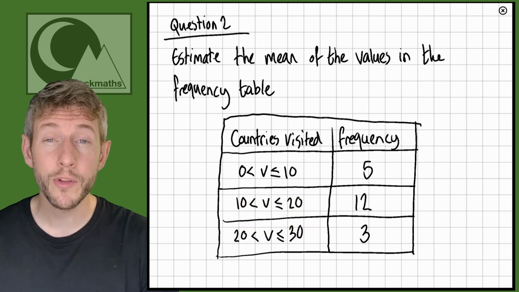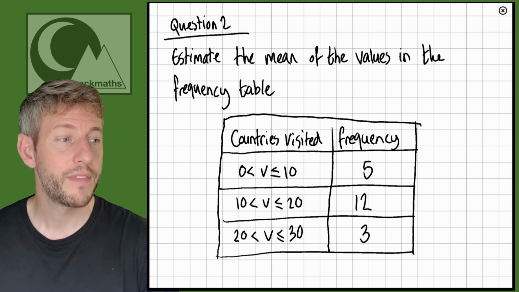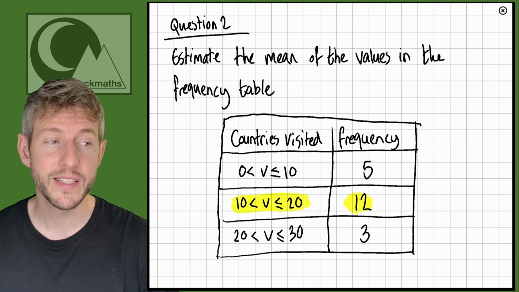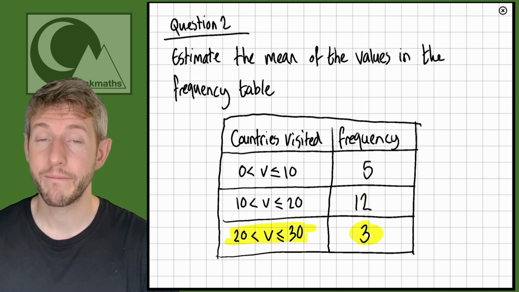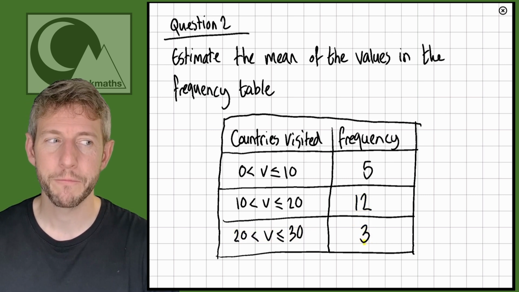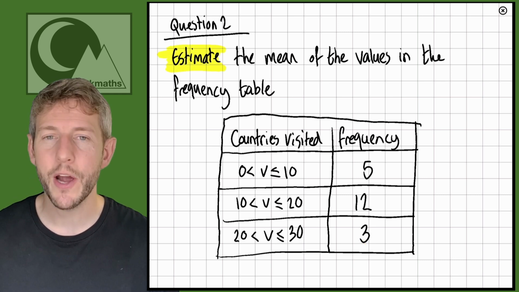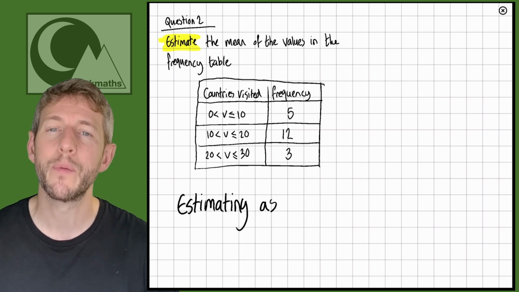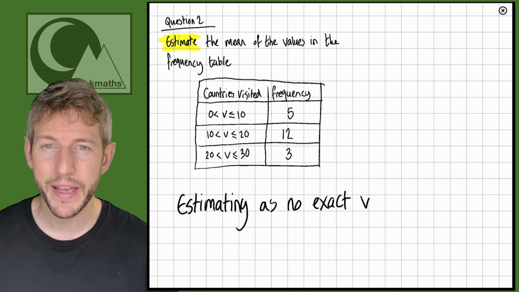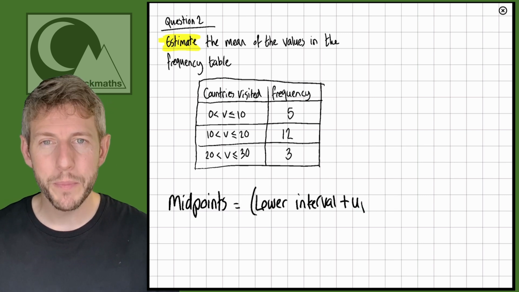So we can see on this table that 5 people have visited 0 to 10 countries, that 12 people have visited 10 to 20 countries, and that 3 people have visited 20 to 30 countries. So remember, this question says estimate the mean because we don't actually have any exact values, so that's why it's an estimate. There's no rounding or anything here. We're just estimating the mean because we don't know any of the exact values. So let's find out the midpoints.